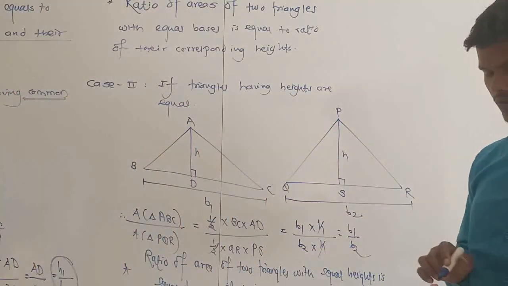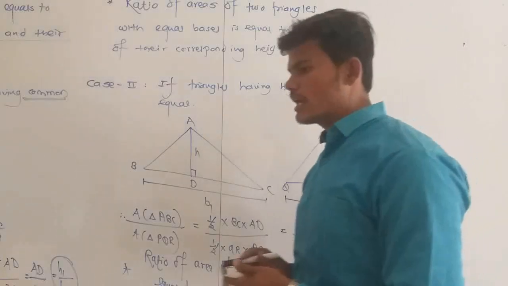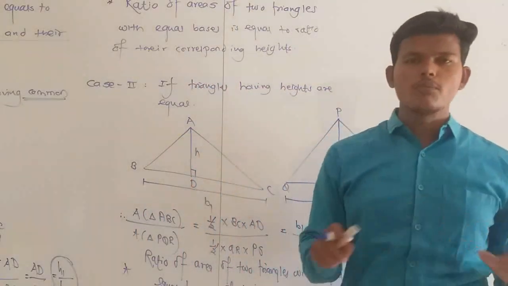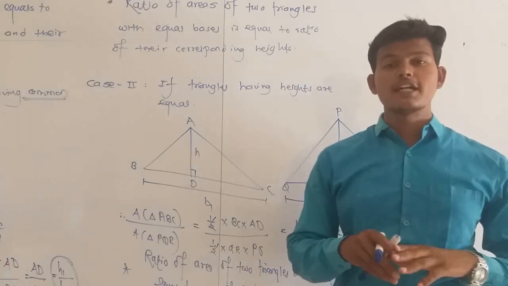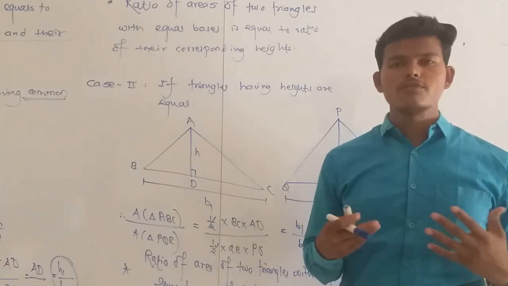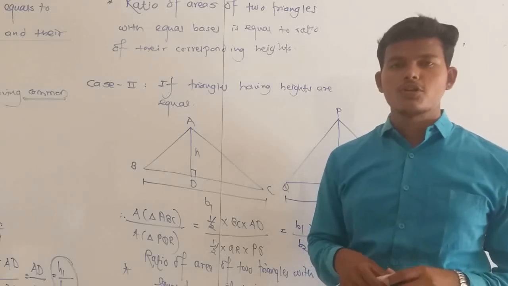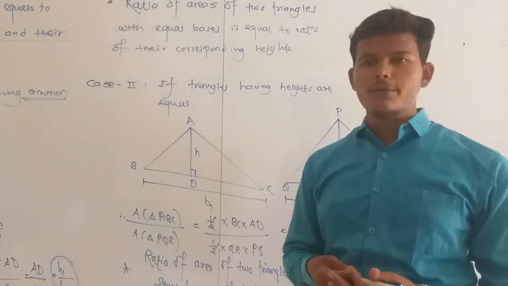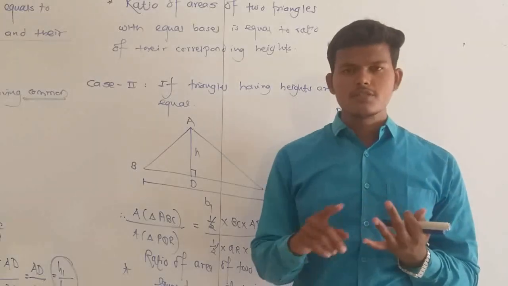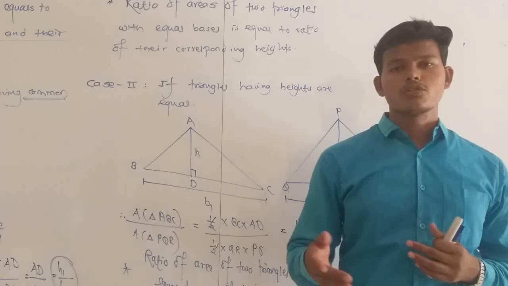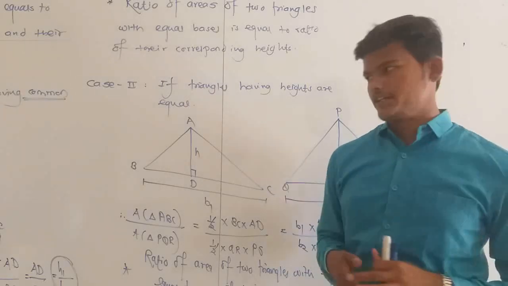So the first most important property is: if two triangles have no common heights and no common bases, that means the heights and bases are different, then the ratio of their areas can be represented as the product of their corresponding bases and heights. That means if two triangles have no common bases and no common heights, then their area is proportional to the product of corresponding bases and heights.